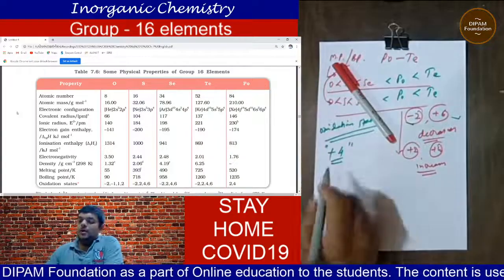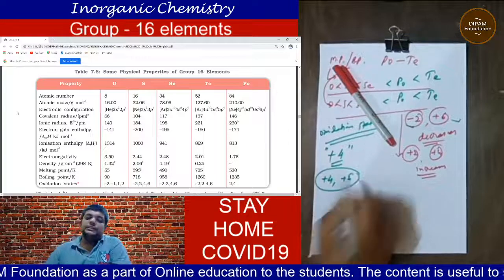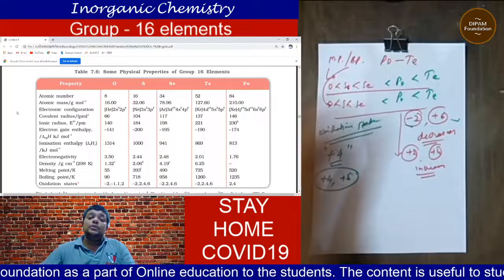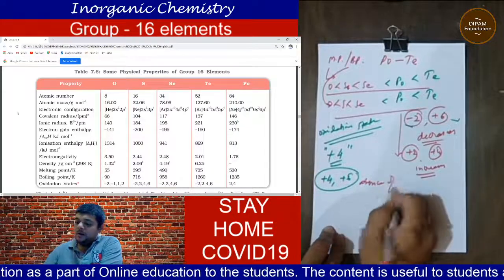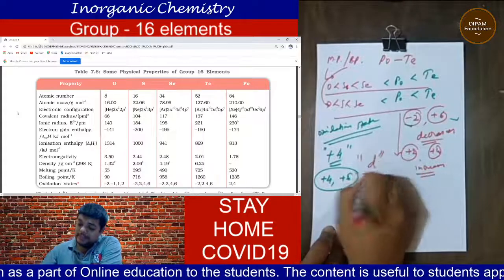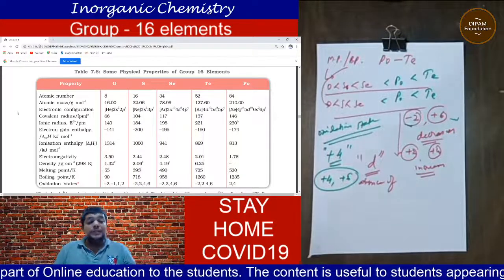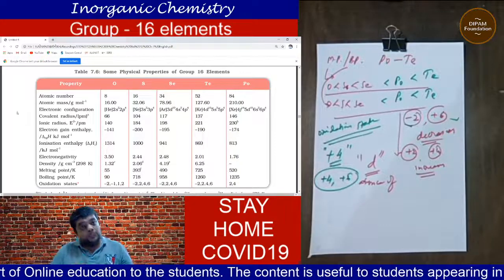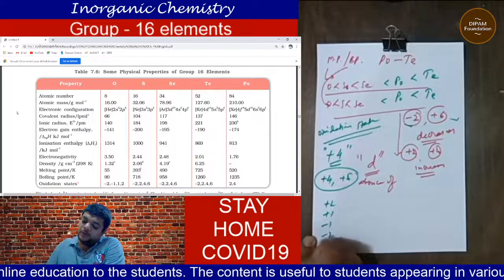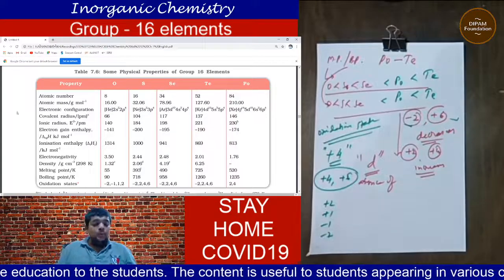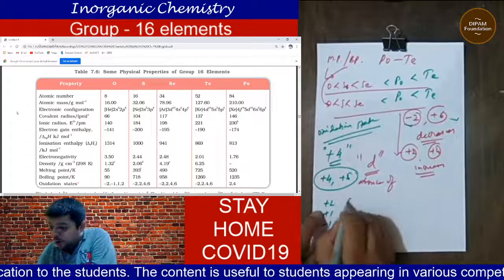Now, why can oxygen not have plus 4 or plus 6 oxidation state? And the answer to that is the absence of d orbitals does not allow oxygen to cross its oxidation state of plus 2. Another interesting fact over here is, if it is oxygen, how can you have plus 2, plus 1, minus 1 and minus 2 possible?